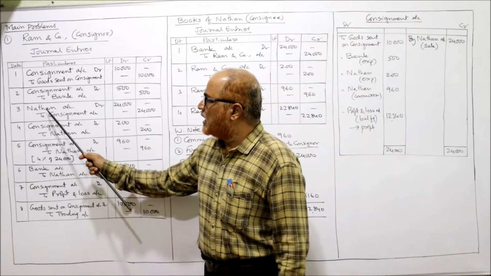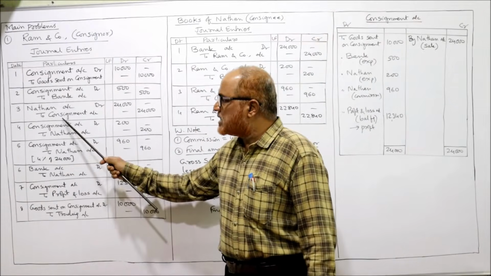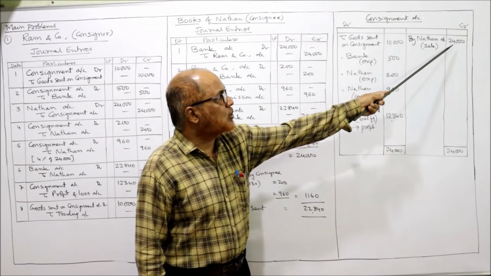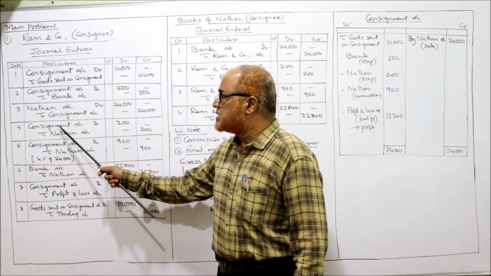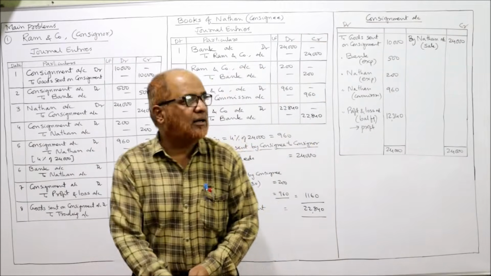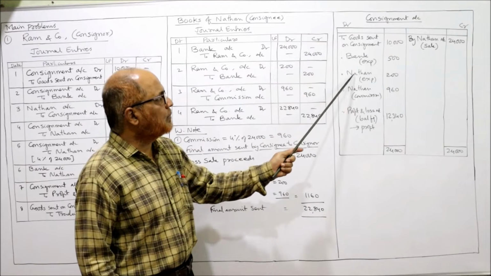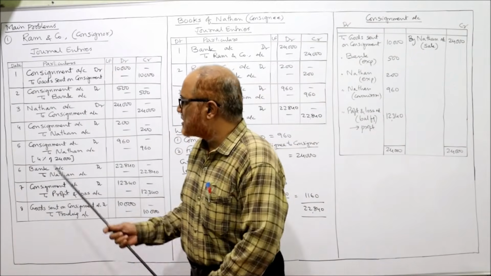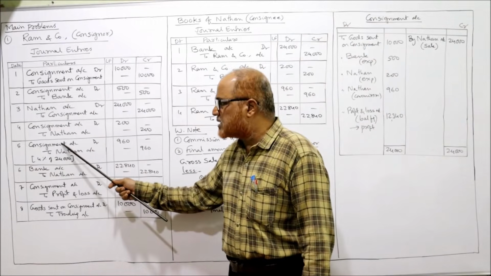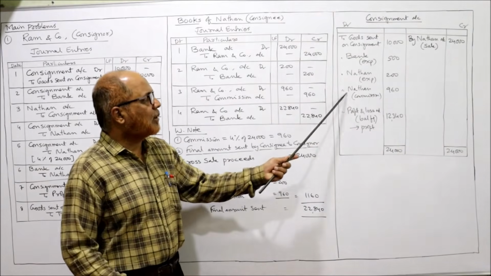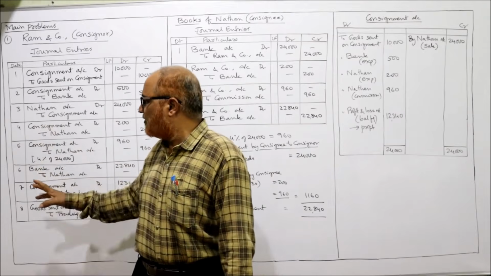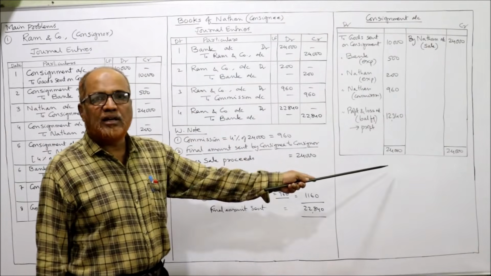Third entry, Nathan account debit to consignment. So consignment is credited, by Nathan, sale 24,000. Then consignment account debit side, to bank, to Nathan 200. Next one is commission. Consignment account debit to Nathan account. Consignment is debited, to Nathan commission 960. All the entries from 1 to 6 I have posted in the consignment account.